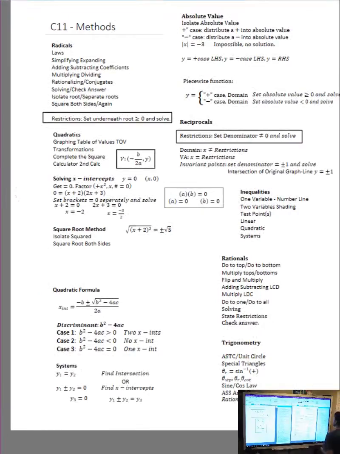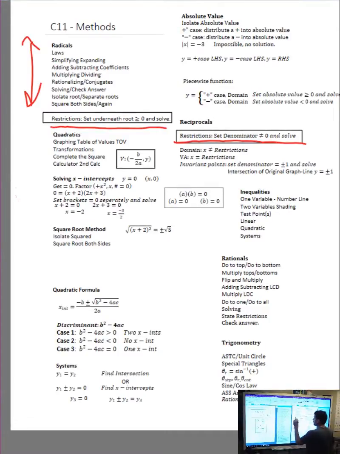So now we'll take a look at some of the methods. In radicals, all of the methods that we did in radicals. The biggest one we're probably going to do is the restriction: set the expression underneath the root greater than or equal to 0, and solve. Jumping ahead off to the right, reciprocals in a big square. Another restriction: set the denominator not equal to 0, and solve.